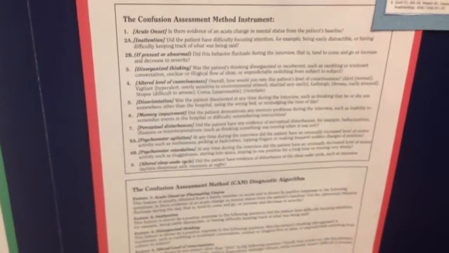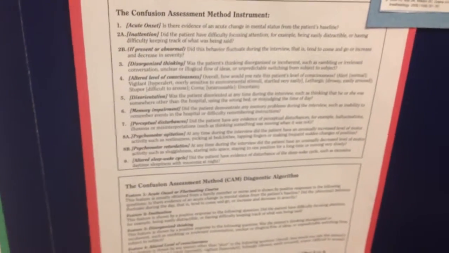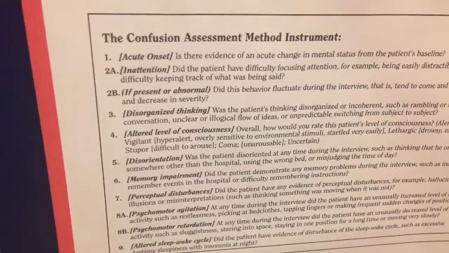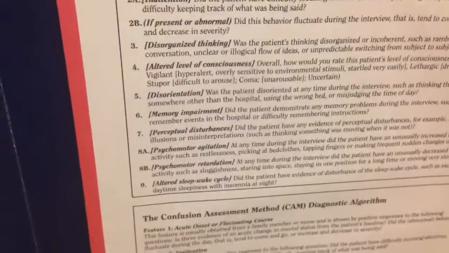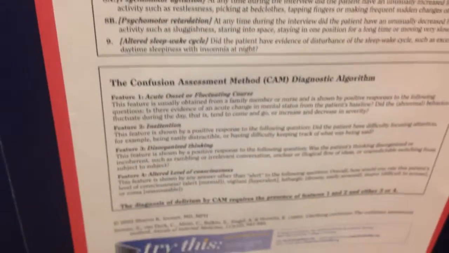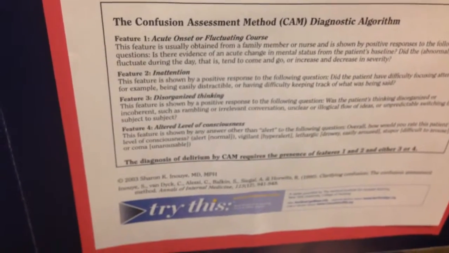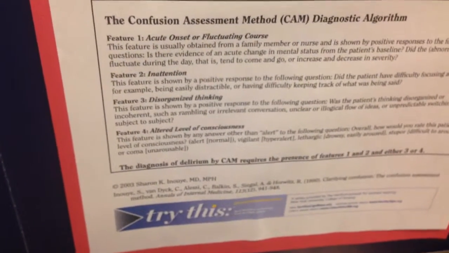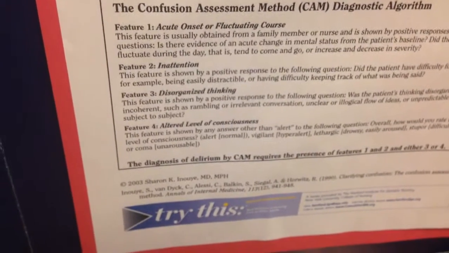And right here, I provided the information for the Confusion Assessment Method that they use to score people. You can mainly see that they're looking for the patient's behavior and how they're acting. And these are the features. For the diagnosis of delirium to be made by the CAM, this requires the presence of features 1 and 2 and either 3 or 4.